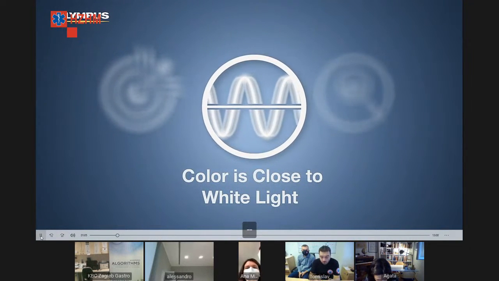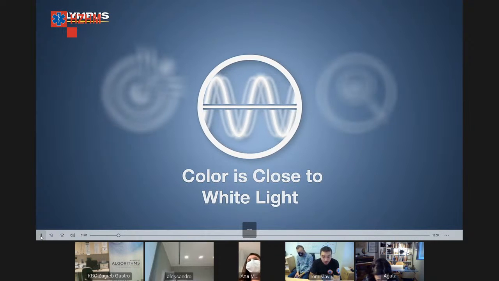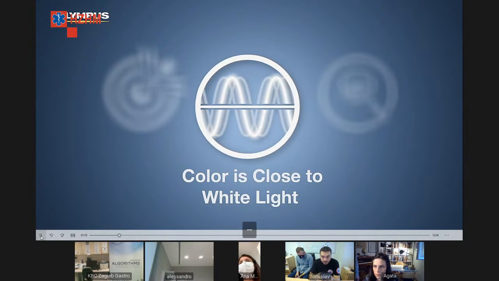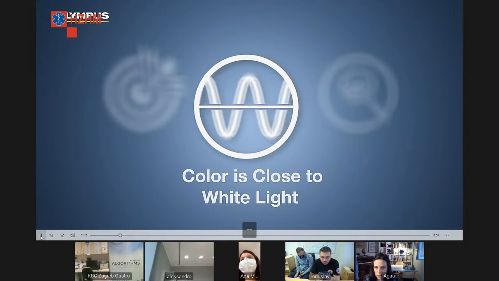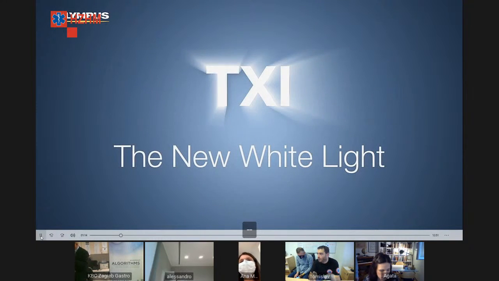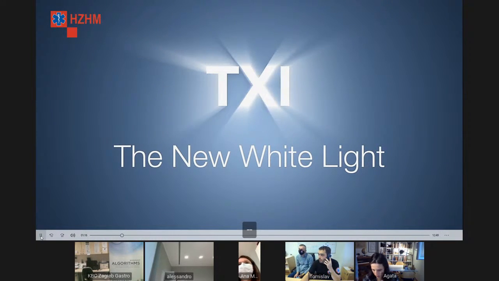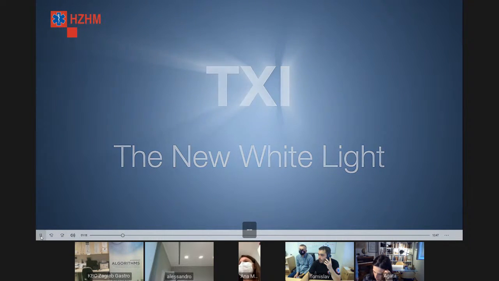The color appearance of TXI is close to white light. This allows users to relate to imaging of lesions they are familiar with. In this regard, we aim to introduce TXI as the new white light.